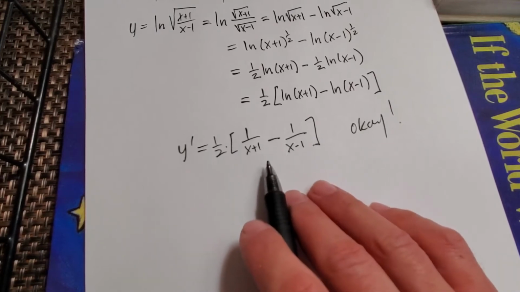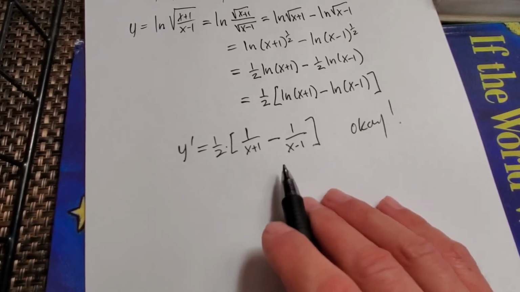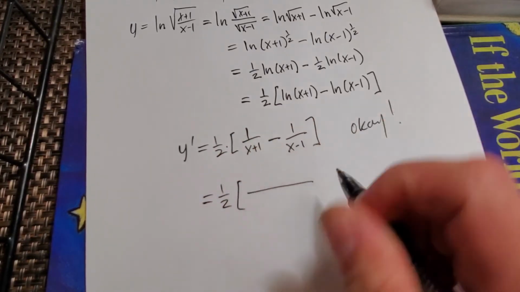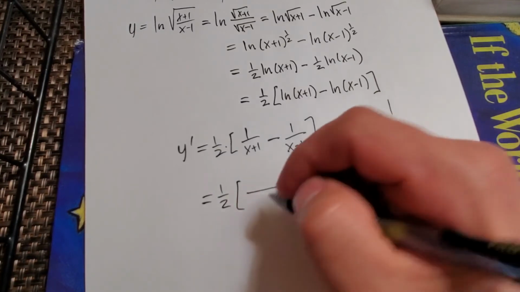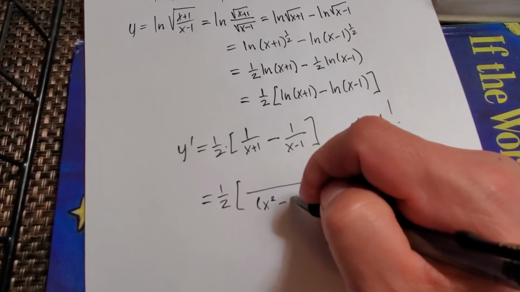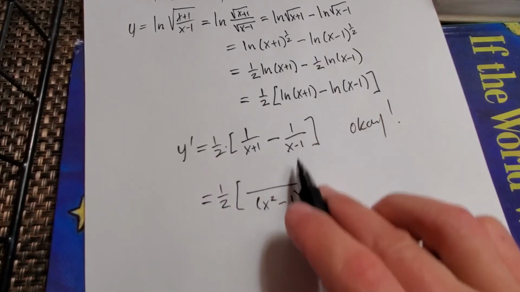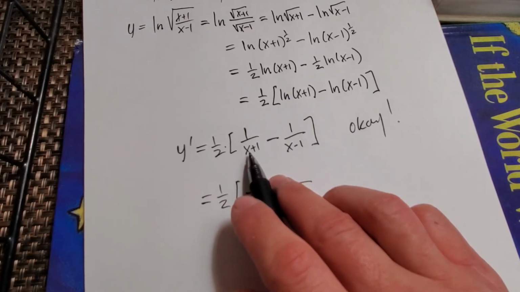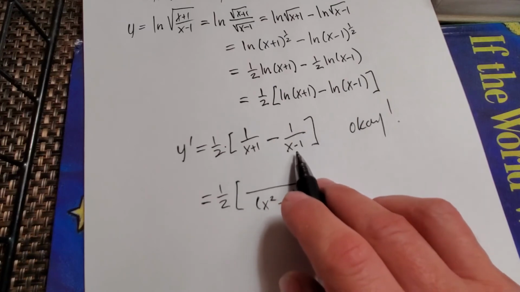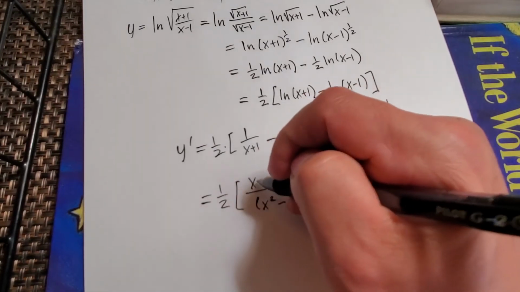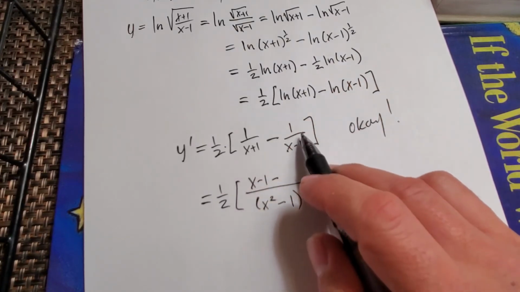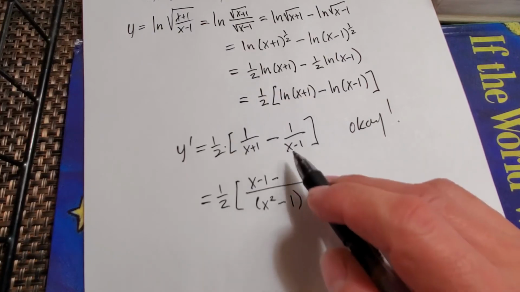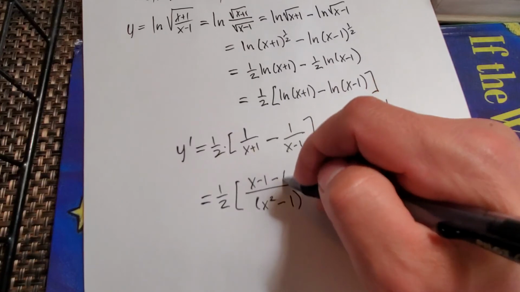Since these are fractions, we just need to turn them into fractions with common denominators and then combine them. So the common denominator is just going to be the product of the two denominators, which turns out to be a difference of squares. X plus 1 times x minus 1 is x squared minus 1. And in order to turn this first fraction so that it has this denominator, we would multiply 1 times x minus 1. And in order to turn this second fraction into a fraction with the common denominator x squared minus 1, we would multiply 1 times x plus 1.